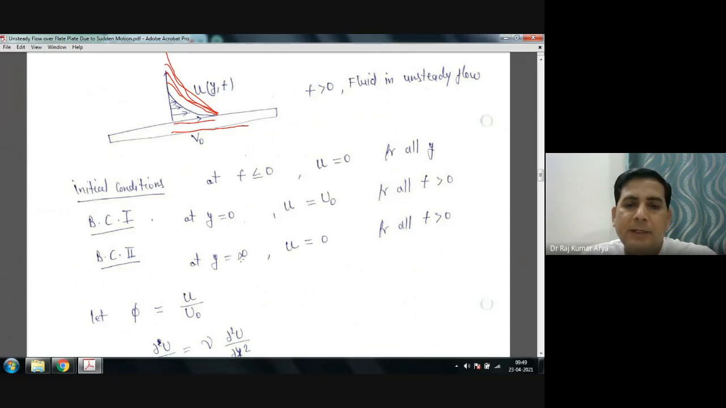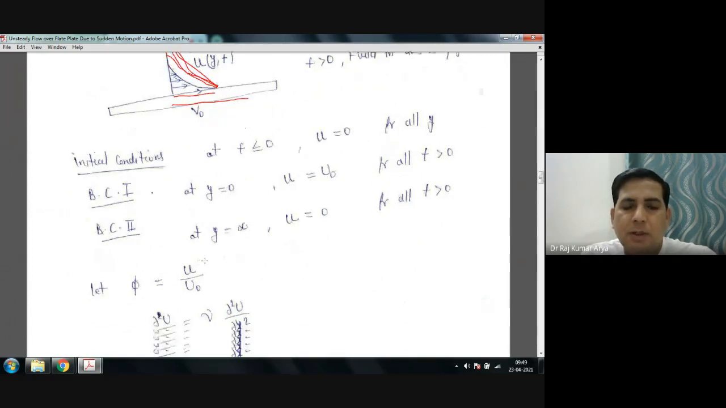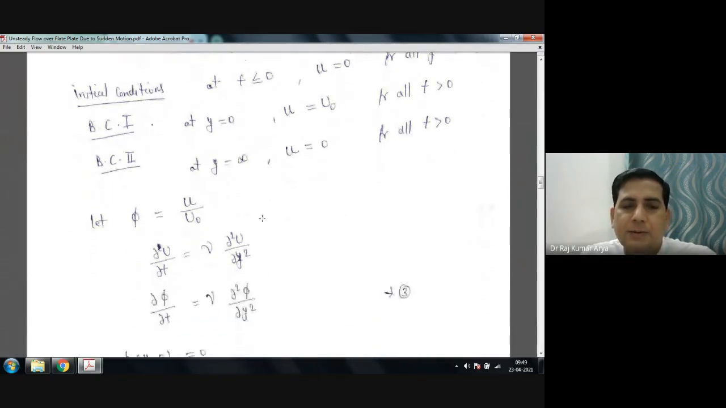So now we can non-dimensionalize it, because the idea behind that is we want to convert this partial differential equation to an ordinary differential equation in one variable, so that we can solve it easily. So first, we are doing the non-dimensionalized velocity. You are dividing the instantaneous velocity by the maximum velocity of the plate, which is u upon u naught.